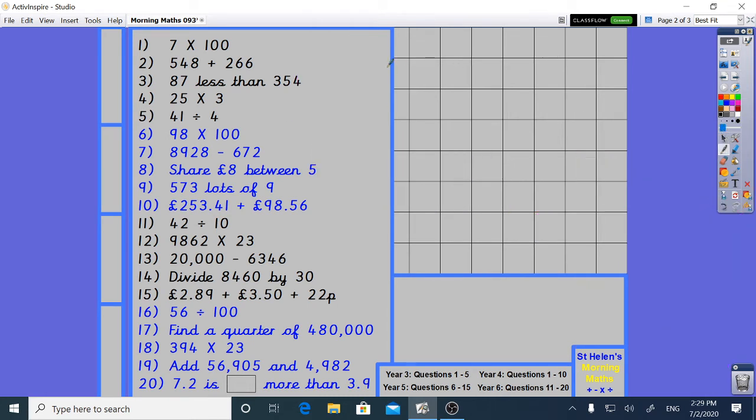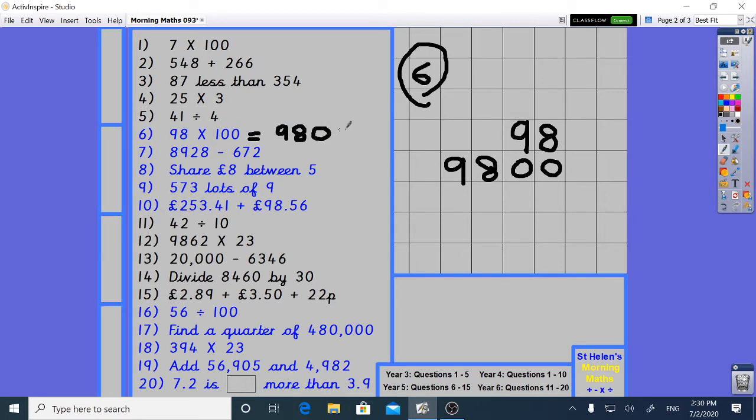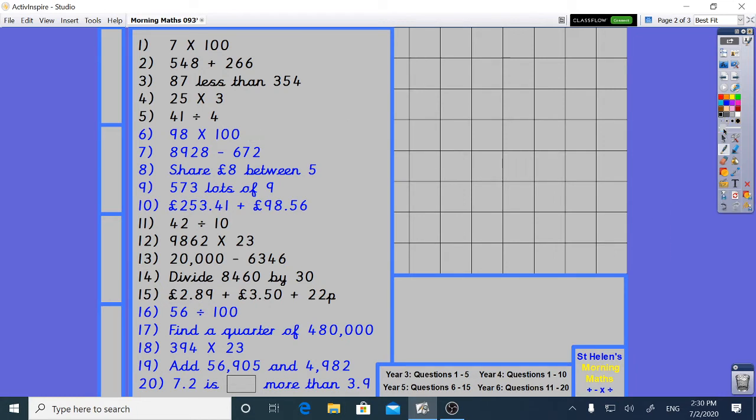What are we doing here? 98 times 100. 98 times 100. You can get 98 and move it 2 places bigger. So the 9 goes 1. Would help if I put them where there's some squares, wouldn't it? 98 goes 1, 2 places bigger. 8 goes 1, 2 places bigger. Place zeros. 9,800. Or some of you will just be doing 98 times 1 is 98, and you place the 2 zeros on the end. Still 9,800.